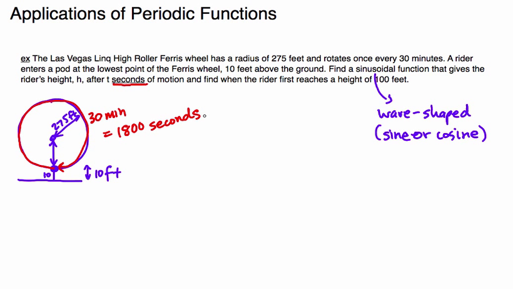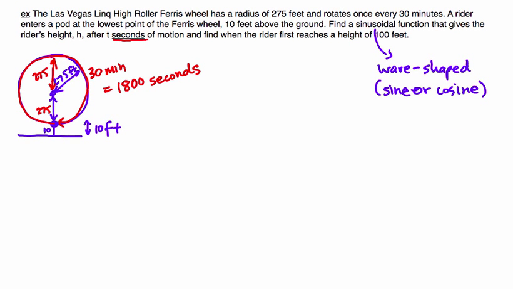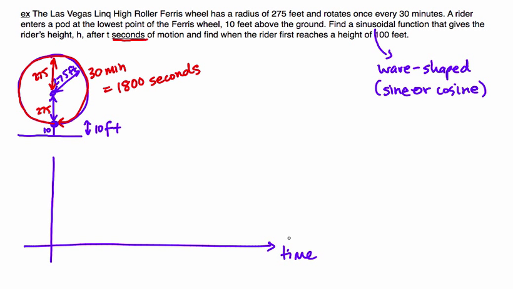Once you've got this, and you know up and down this way is 275, down this way is 275, once you've got some of this initial information, you can start to sketch what the sinusoidal graph looks like. So if I give myself a little bit more space here, and I create a graph, in this direction we'll use time, and that'll be t, in seconds. And in this direction we'll use height, and that'll be in feet.